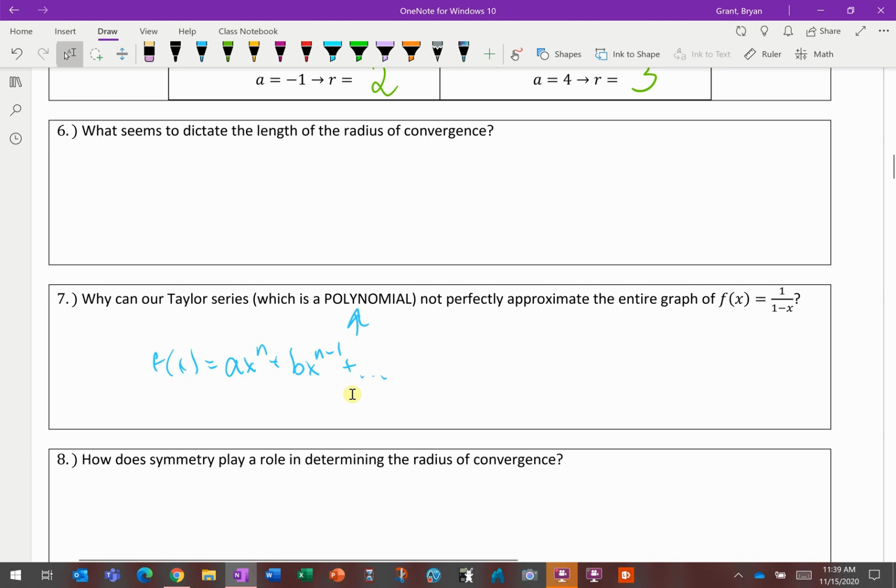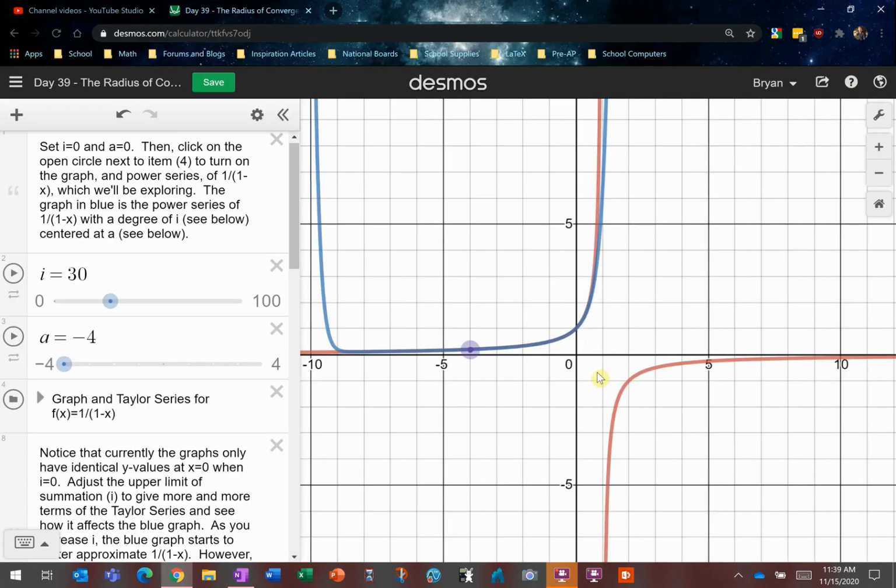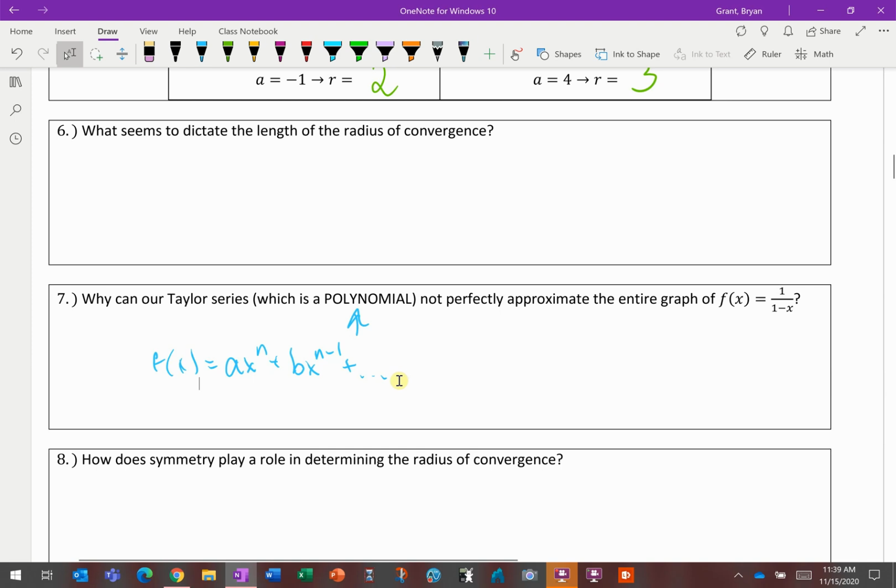And so how is a polynomial going to take into account an asymptote? Well, there are no asymptotes in polynomials, so it just won't. Essentially, our polynomial cannot approximate this graph because it doesn't know how to deal with asymptotes. So it basically says, okay, asymptote, I give up. That's as far as I can go.